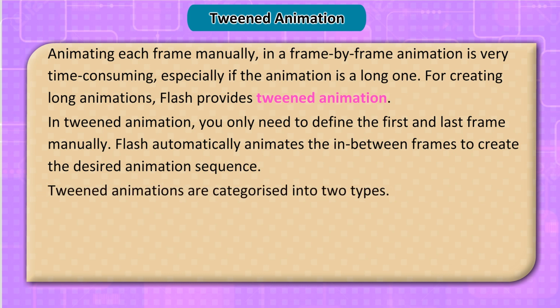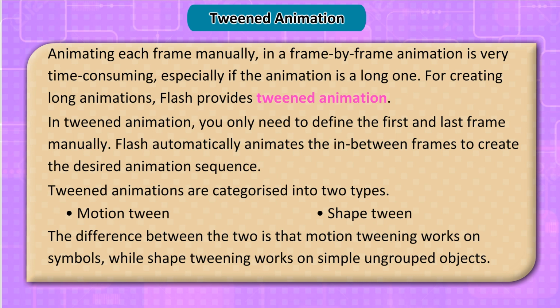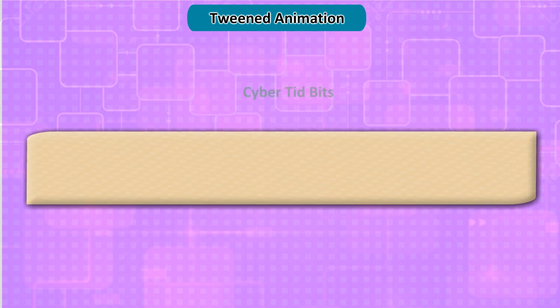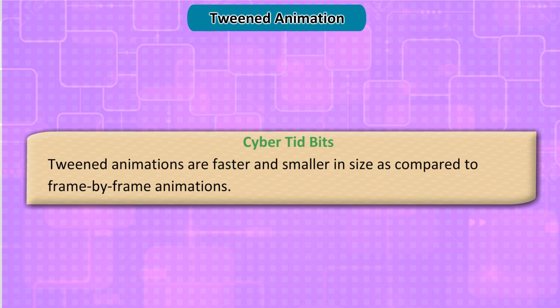Tweened animations are categorized into two types: motion tween and shape tween. The difference between the two is that motion tweening works on symbols, while shape tweening works on simple and grouped objects. Cyber tidbits. Tweened animations are faster and smaller in size as compared to frame-by-frame animations.